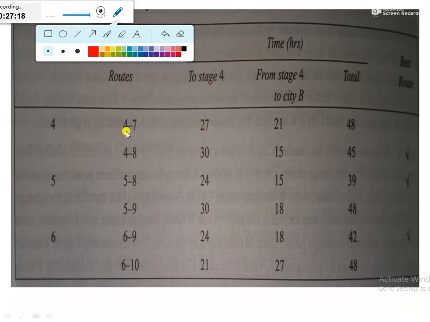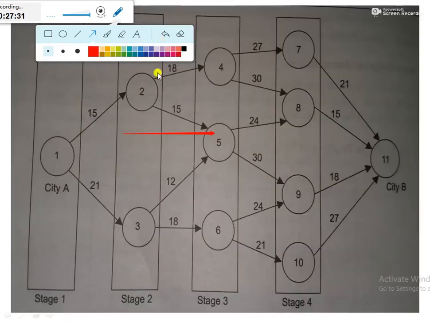So from 4 to 7, the time taken would be equal to 27 hours. From 4 to 7 it will take 27 hours, and after reaching point 7, the traveler has only one option, that he has to take the route from 7 to 11.